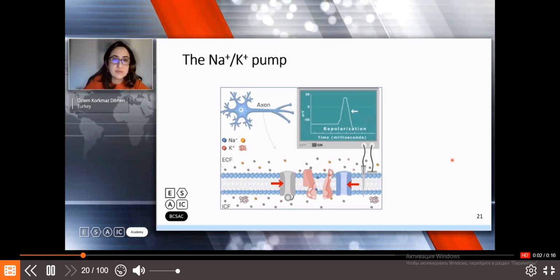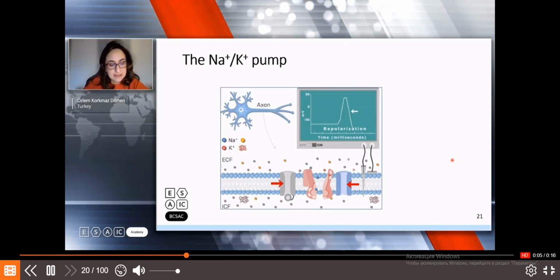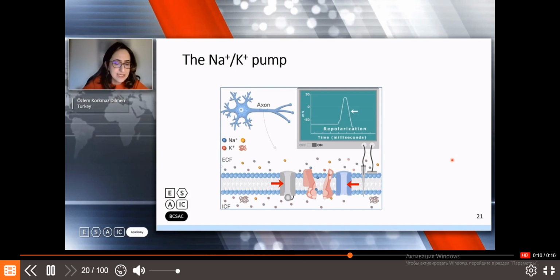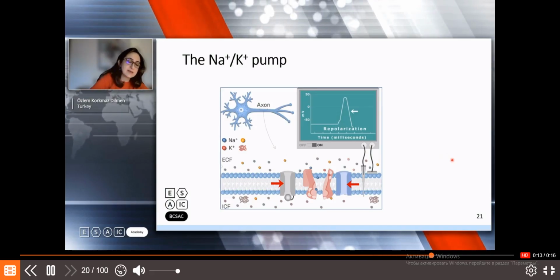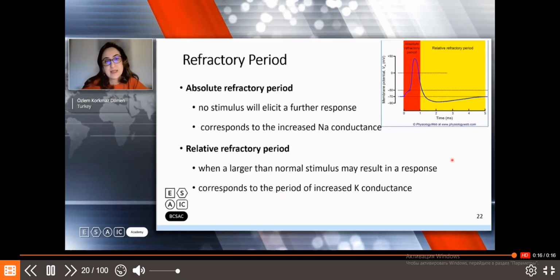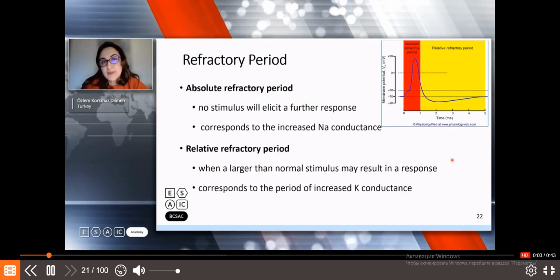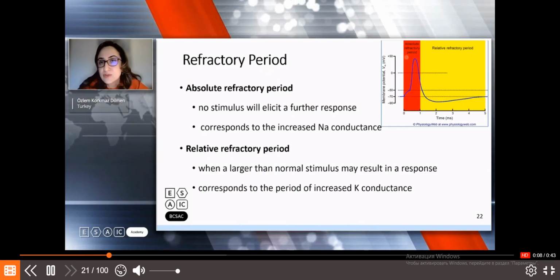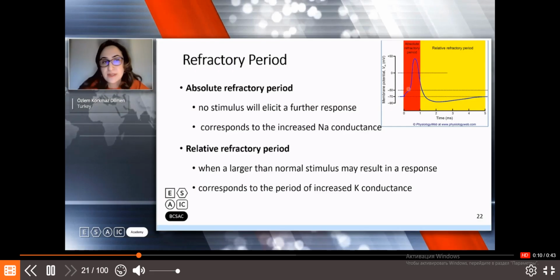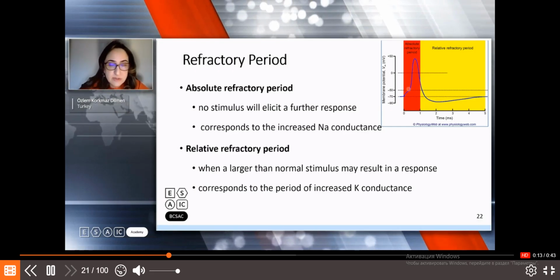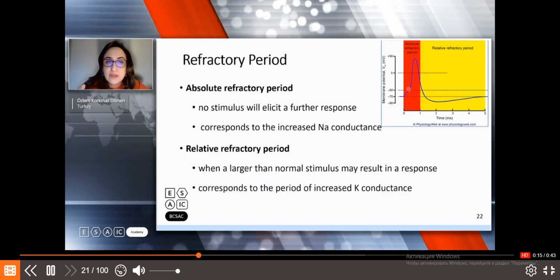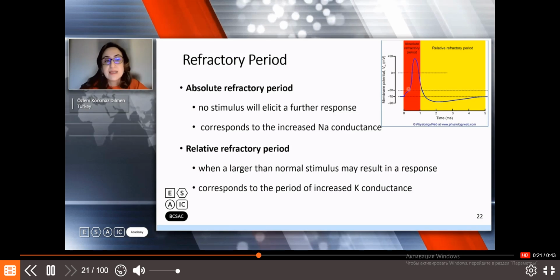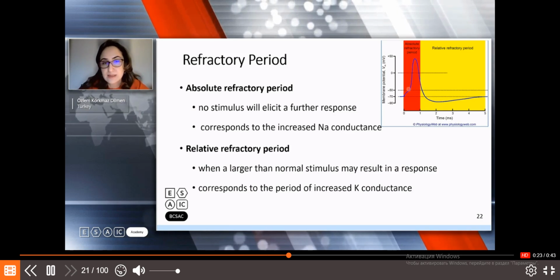The sodium-potassium pump restores the chemical gradients by putting the sodium and potassium back in place, and the pump reestablishes the potential gradients. There are two types of refractory periods. The first one, as you see here, the green side of the action potential, is the absolute refractory period. The absolute refractory period is a period of time when no stimulus will elicit a further response. It corresponds to increased sodium conductance.